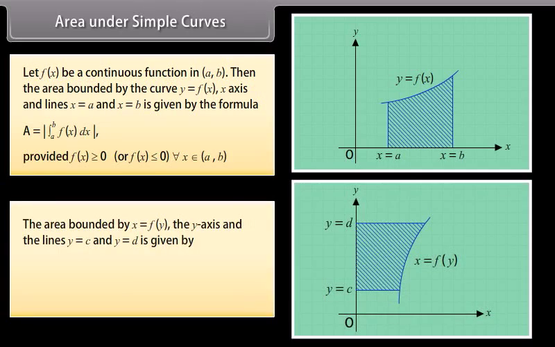The area bounded by x equals f of y, the y-axis and the lines y equals c and y equals d is given by A equals modulus of integral from c to d of f of y with respect to y, provided f of y is greater than 0 or f of y is less than 0 for each y belongs to [c, d].